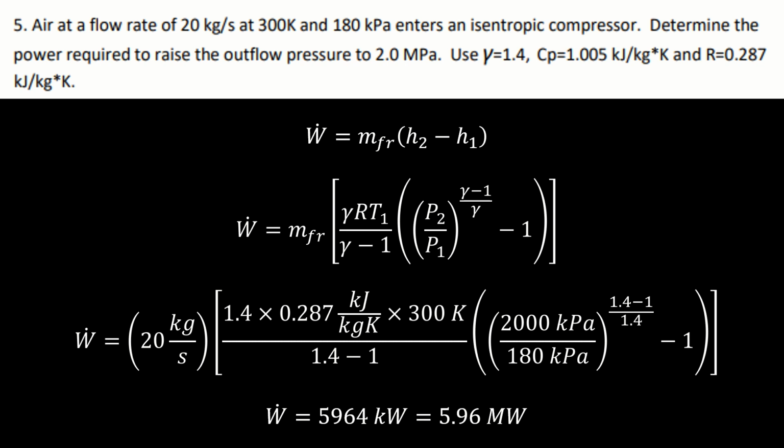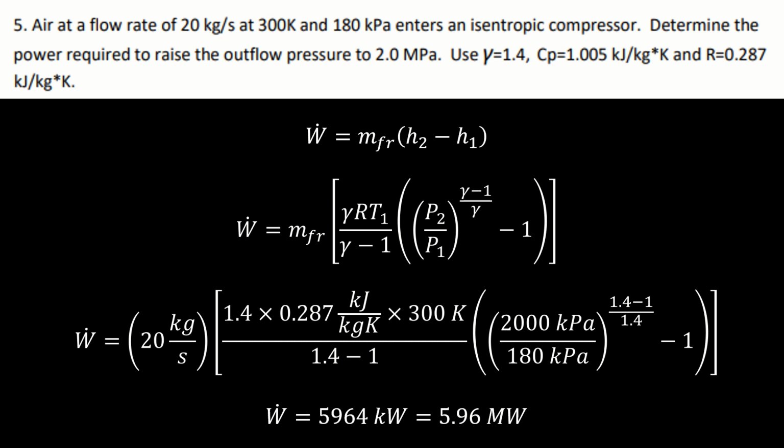Therefore, the work transfer or the power will be 20 kilograms per second, all multiplied by 1.4 times 0.287 kilojoules per kilogram Kelvin times 300 Kelvin divided by 1.4 minus 1, further multiplied by 2,000 kilopascals. That would be the 2 megapascals converted to kilopascals, so that we're in the same units. A ratio of 2,000 kilopascals divided by 180 kilopascals raised to 1.4 minus 1 divided by 1.4, and be very careful. Also, subtract by 1.